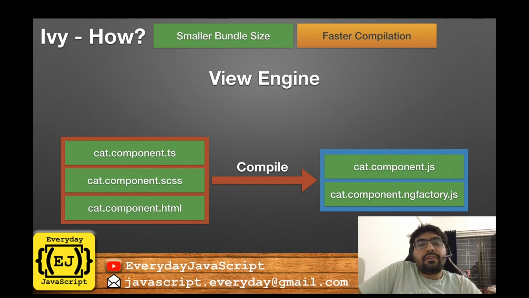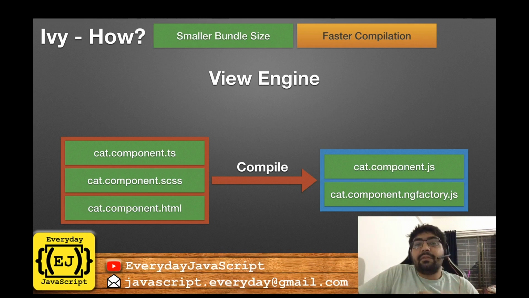View Engine, whenever it encountered a component, let's say I have taken an example of a cat component over here on the left side. The component consists of TypeScript, style, and the template. View Engine used to compile it into two separate files. One of them was cat.component.js, which was the compilation of cat.component.ts, and the second one was cat.component.ngfactory.js. This ngfactory was the compilation of your template, the HTML file, and the template bindings or the directives that have been used inside it, into View Engine code.